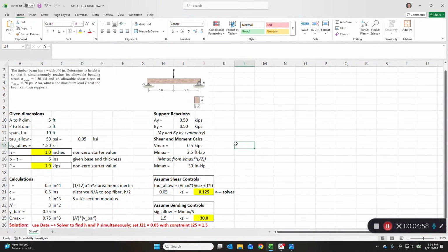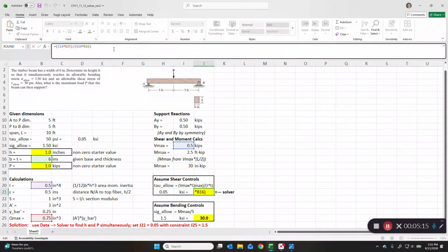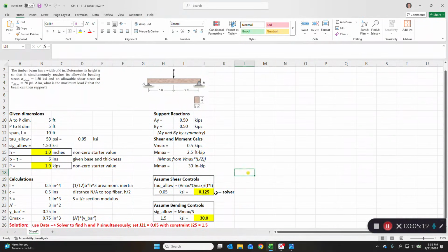Okay, so if we assume shear controls our design, tau allowable equals Vmax Qmax over IT. Well, we know tau allowable was specified as 50 psi, which is 0.05 ksi. Based on the calculations, Vmax times Qmax over IT, which you see here highlighted, we don't get 0.05, we get 0.125. If we assume bending controls, then sigma allowable equals M max over S.